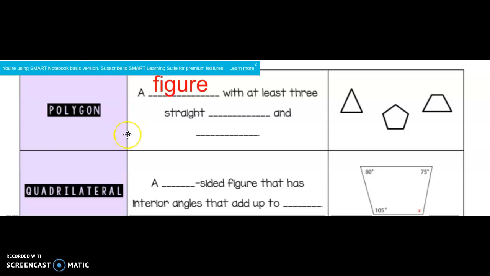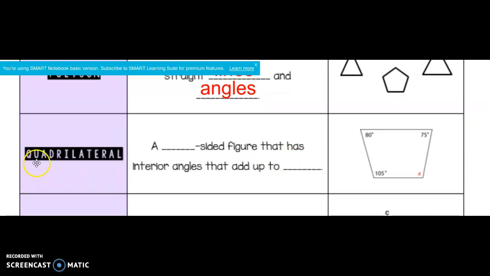Polygon: a figure with at least 3 straight lines and angles. A specific polygon is a quadrilateral, a 4-sided figure that has interior angles that add up to 360. You can remind yourself quad means 4. And if you ever forget that it's 360, think of a rectangle or a square. We know that a rectangle or a square has 4 90-degree angles, and 90 times 4 equals 360.